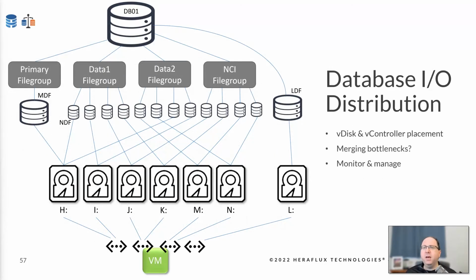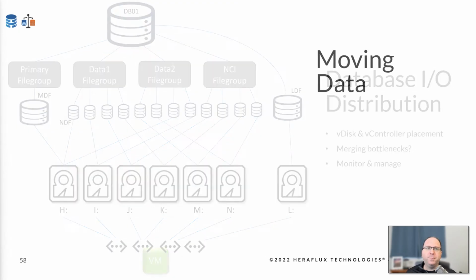And then if you zoom out a little bit to the virtual machine layer, we can use perfmon and any other telemetry that we've got in order to figure out how to connect these to the individual virtual disk controllers to minimize the amount of queue bottlenecking that we're actually going to see.